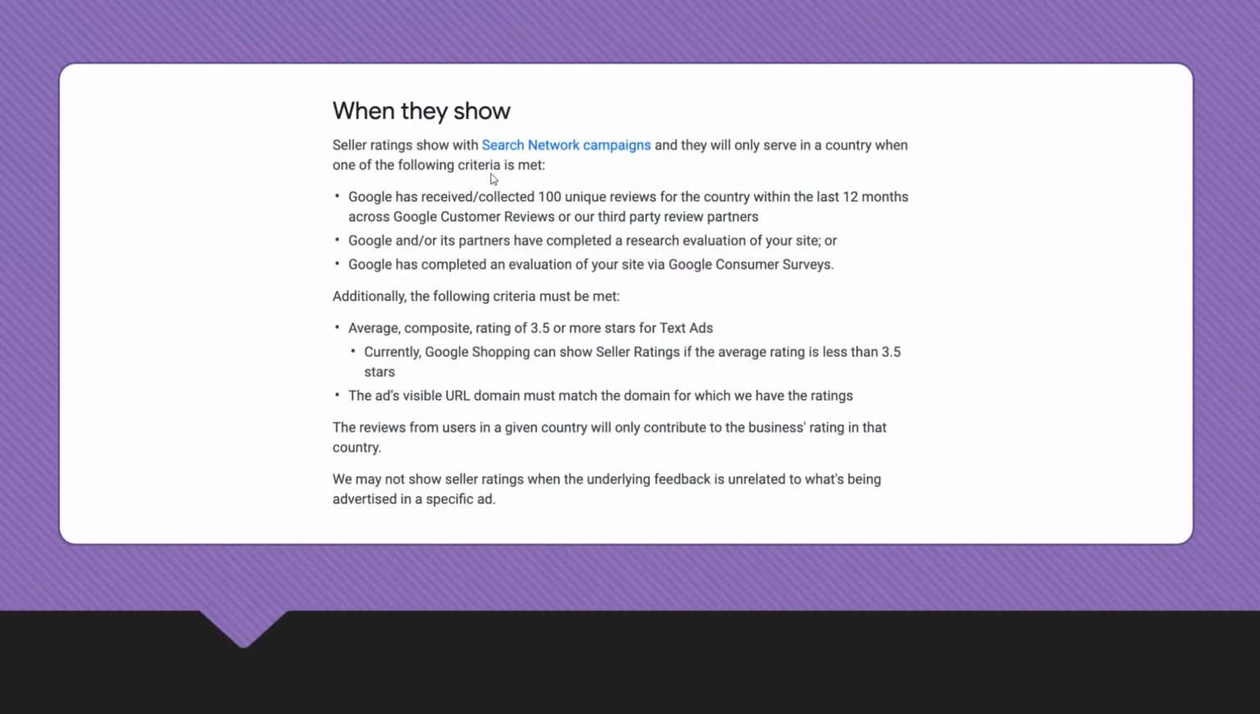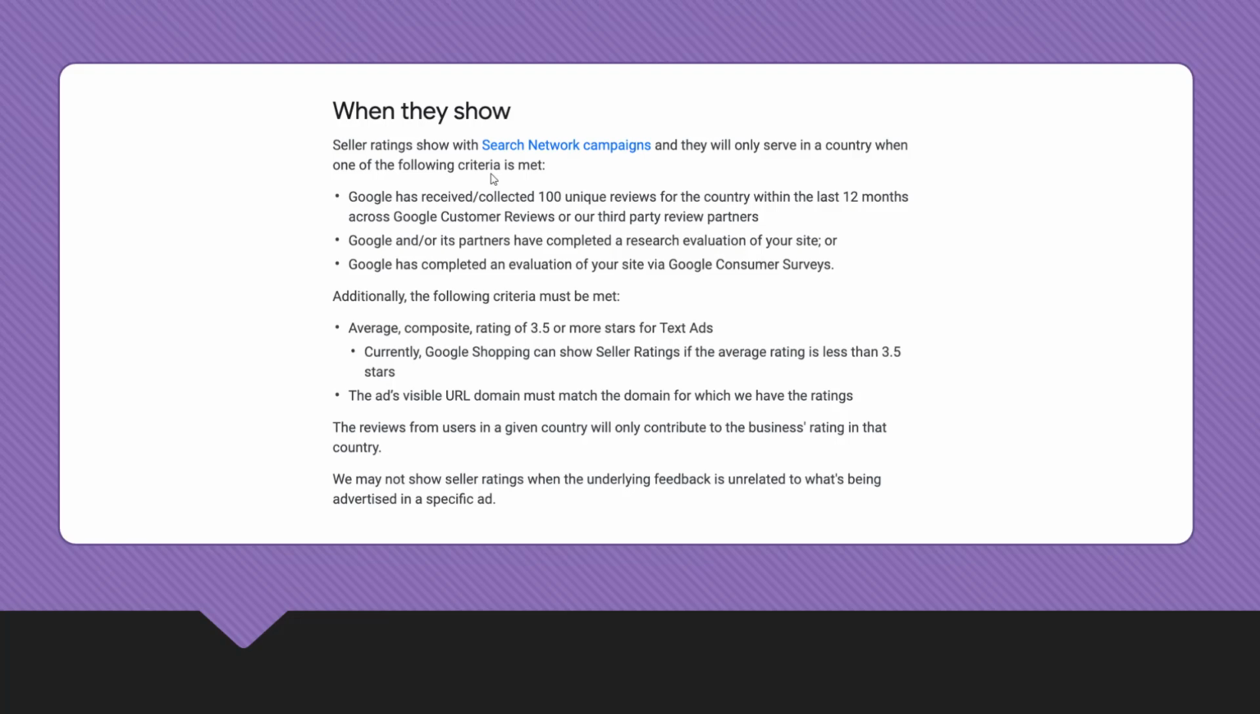So now the question is, when do they show up? Where are you actually going to see these happen? So Google seller ratings can be shown on your search network campaigns, but there are a few pieces of criteria that you need to make sure you're hitting. To make sure that you're still an active business effectively, Google wants to make sure that you have 100 unique reviews within the last 12 months, either from Google customer reviews or from the third-party platforms within the country that you are trying to advertise them for.